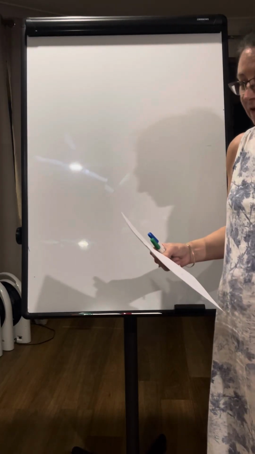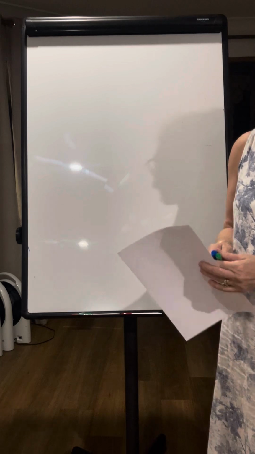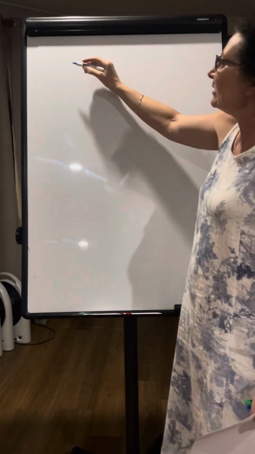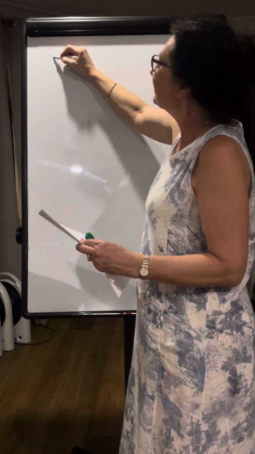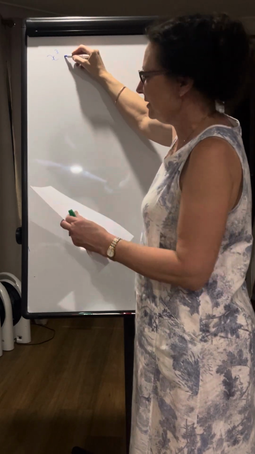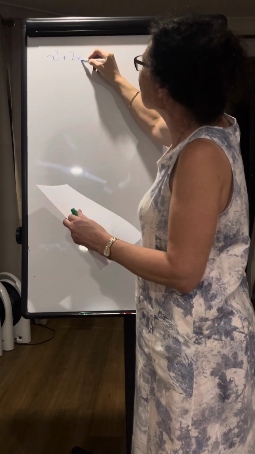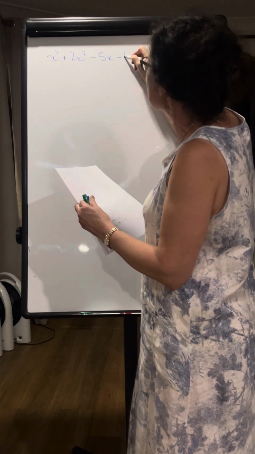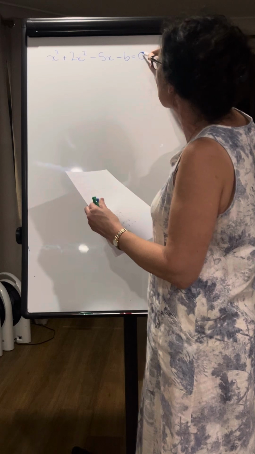Good evening again. I just thought I'd digress a little bit because a lot of my students have problems when you're factorising a trinomial. For example, x cubed plus 2x squared minus 5x minus 6 equals 0.